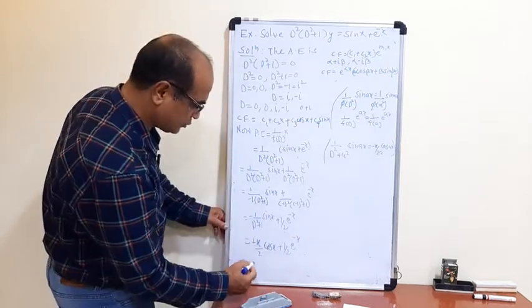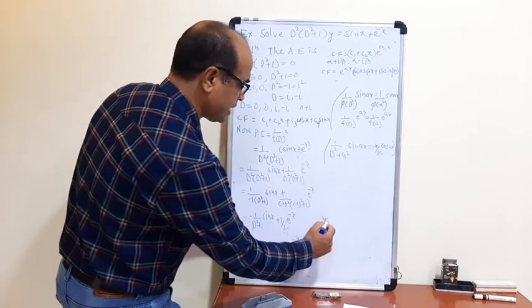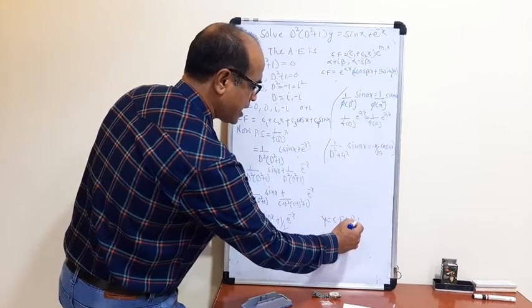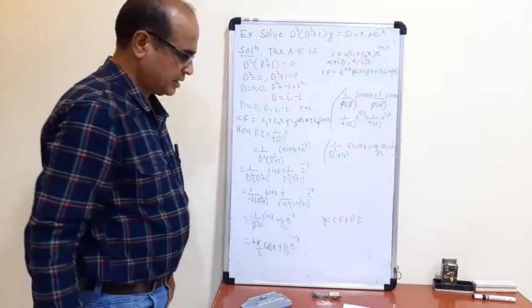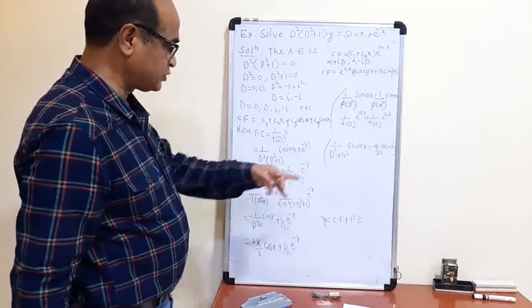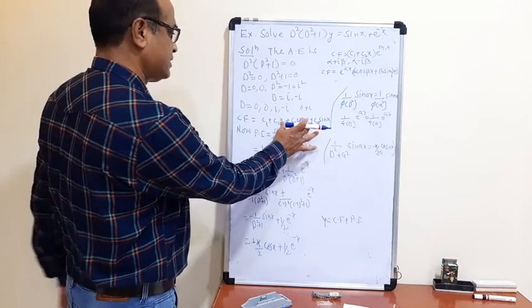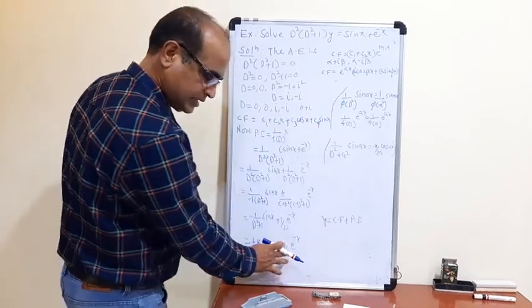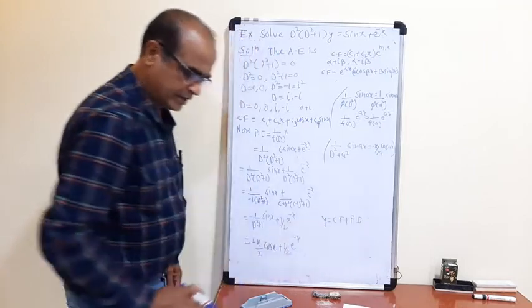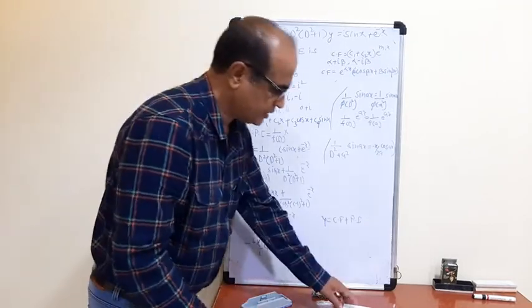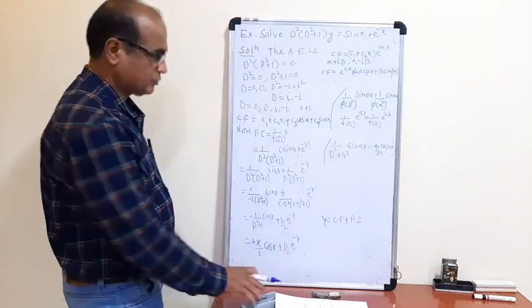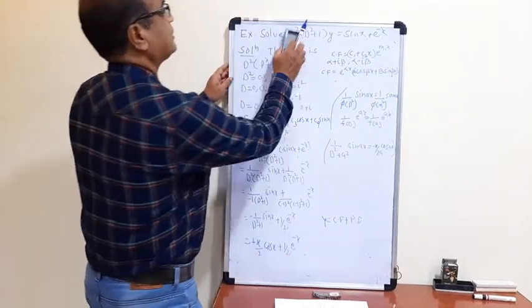So what is the complete solution? The complete solution is y equal to CF plus PI. CF is this, put here, and the particular integral is this, put here. So we get the required solution. It's a very simple example. Now we take another example.